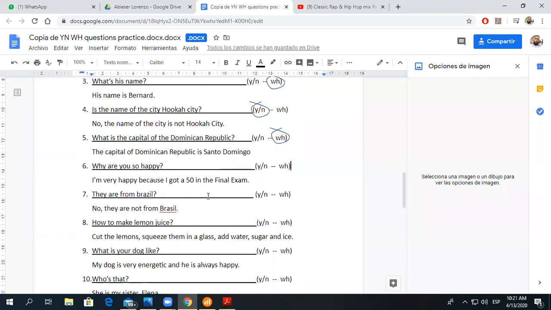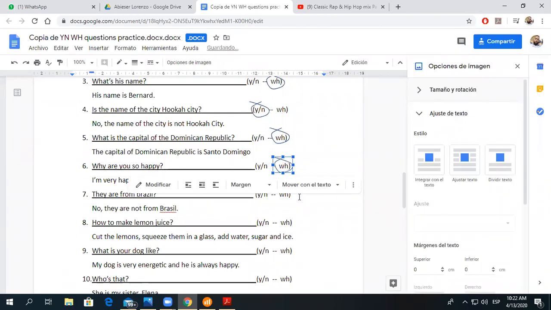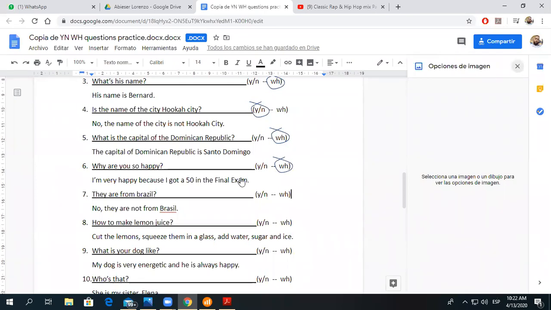I am very happy because I got a 50 in the final exam. Because, that's the key word. So because is a word that we use to answer the questions with why. Very good. So why are you so happy? Or, why are you happy? So yes, that's correct. That question is very good. And this is a WH question. Okay.